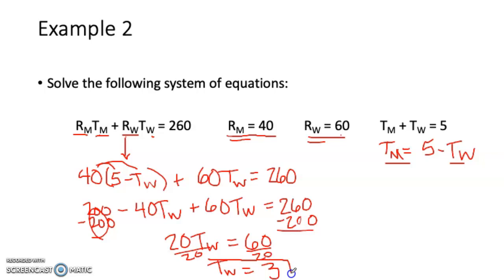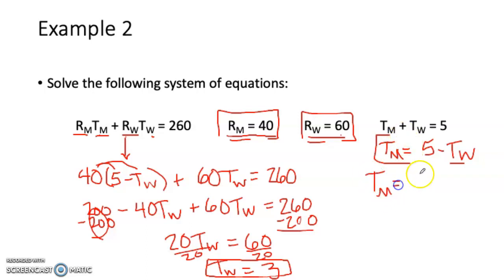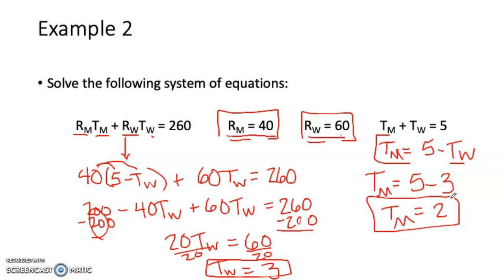So I have T of w. I have a number for R of m and R of w. I am missing a number for T of m. I can use this equation. T of m equals 5 minus T of w, which I just learned is 3. So T of m now is 2. The key to working these, where you have several equations, is keeping your work organized and tracking what you have. That's why I circled the values I already had, and making sure you find what you need and solve for that.